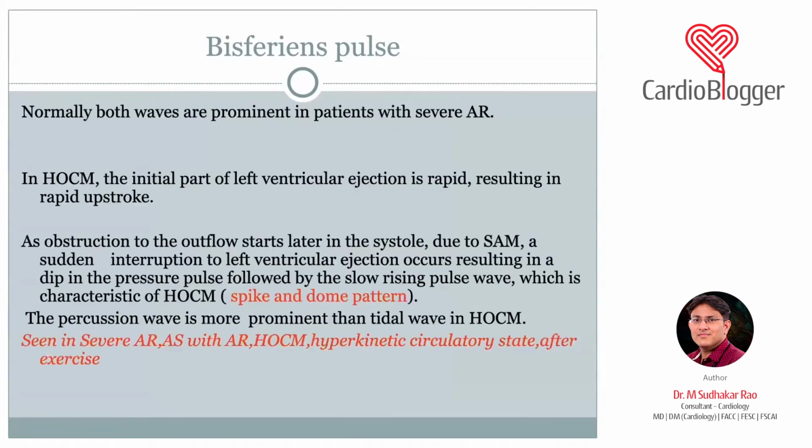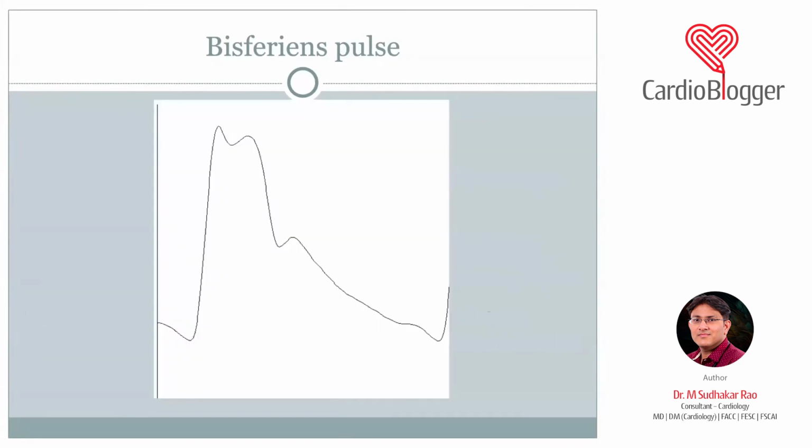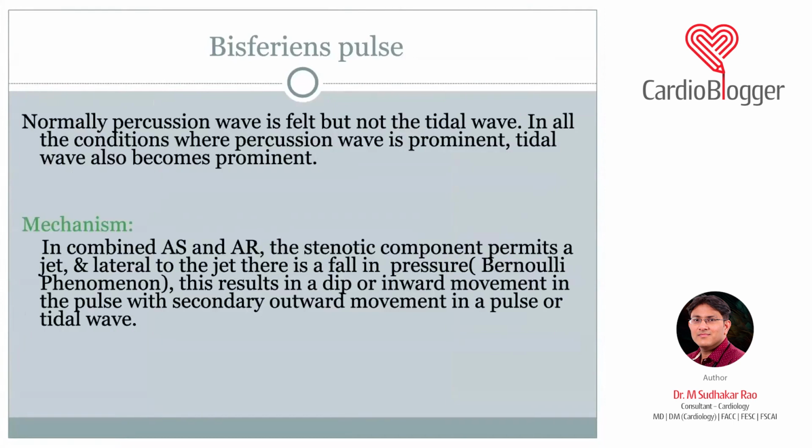So in patients with combined AS and AR, the AR should be severe and the AS should be mild to moderate. Now this mechanism is not largely accepted, but what they tell is the stenotic component permits a jet. So because of that, lateral to the jet, there is a fall in pressure due to Bernoulli's phenomenon, and this results in the dip or the inward movement in the pulse, and then there is a second outward movement in the pulse, which is a tidal wave.